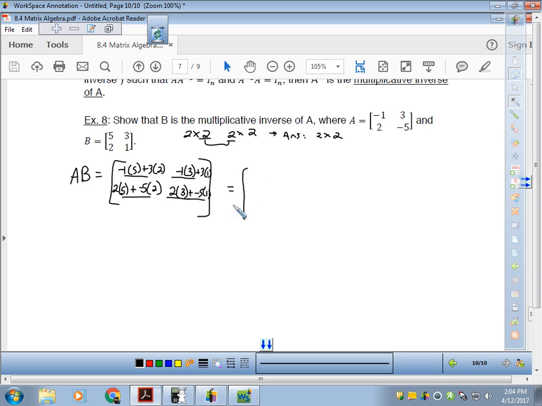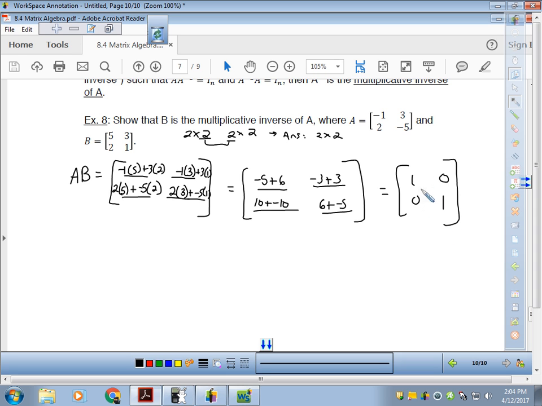If we clean that up, this is negative 5 plus 6. This one is negative 3 plus 3. This one is 10 plus negative 10. And this one is 6 plus negative 5. Cleaning it up all the way, we get 1, 0, 0, 1. Is that an identity matrix? Yeah, it is. It's got the 1s in the diagonals, 0 everywhere else. So that works out. That's fine.